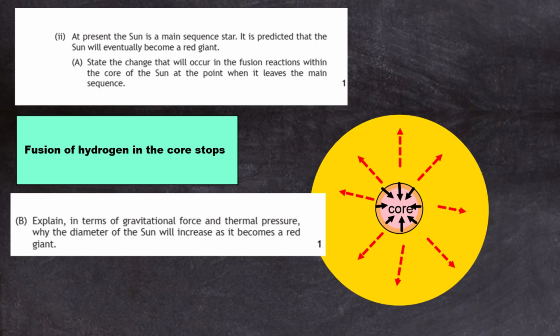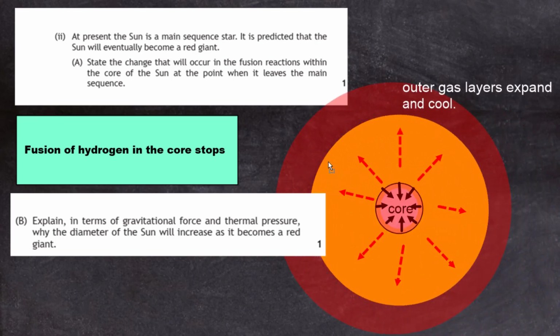And as it expands, its surface gets larger. And as you can see, as its surface gets larger, the temperature is going to be reduced. And therefore we see the temperature being reduced, we see it as a red outer layer of the star. It becomes a red giant.